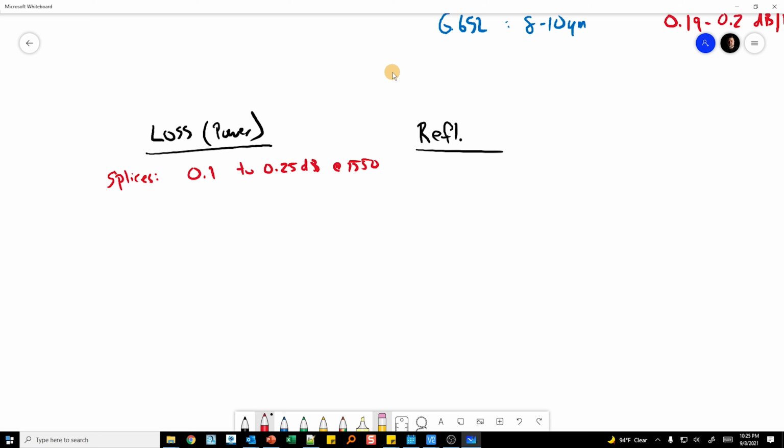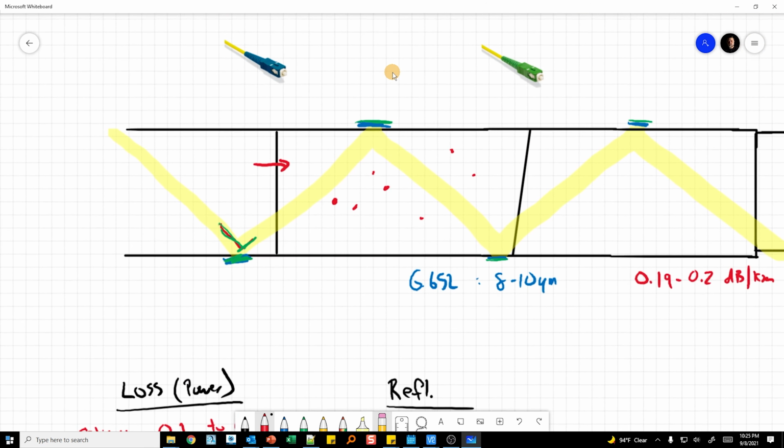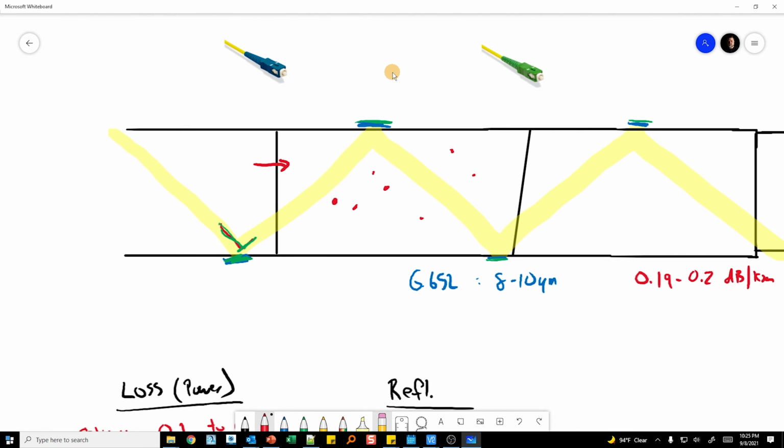Now, for reflection to happen, we need a change in material type. Most reflection happens when there's a change in material type, meaning we're going from fiber, there's an air gap here, to air, back to fiber. That change in material type causes reflection, or light that comes back towards a transmitter.